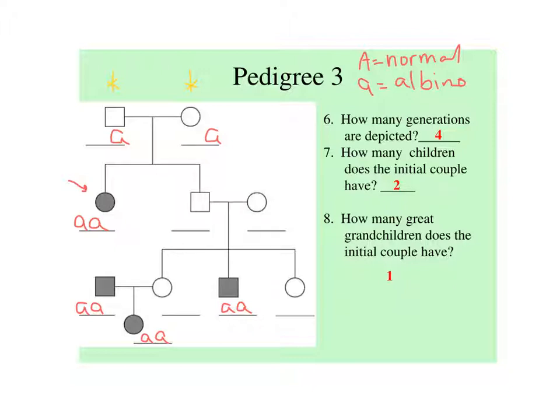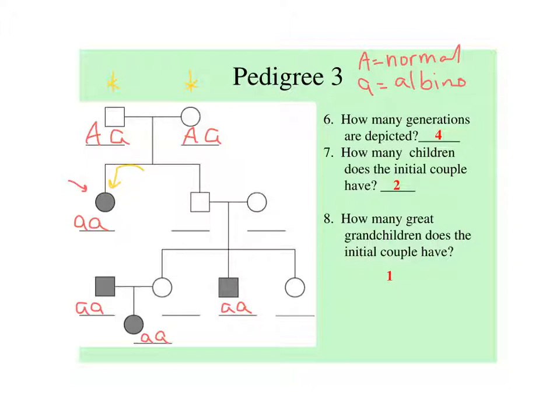It can't be a little a, because if it was, their box and their circle would be filled in. Therefore, they have to have the big capital dominant A in order to not be albinos themselves. But they're both carriers. That's why they were able to give that trait to their daughter.